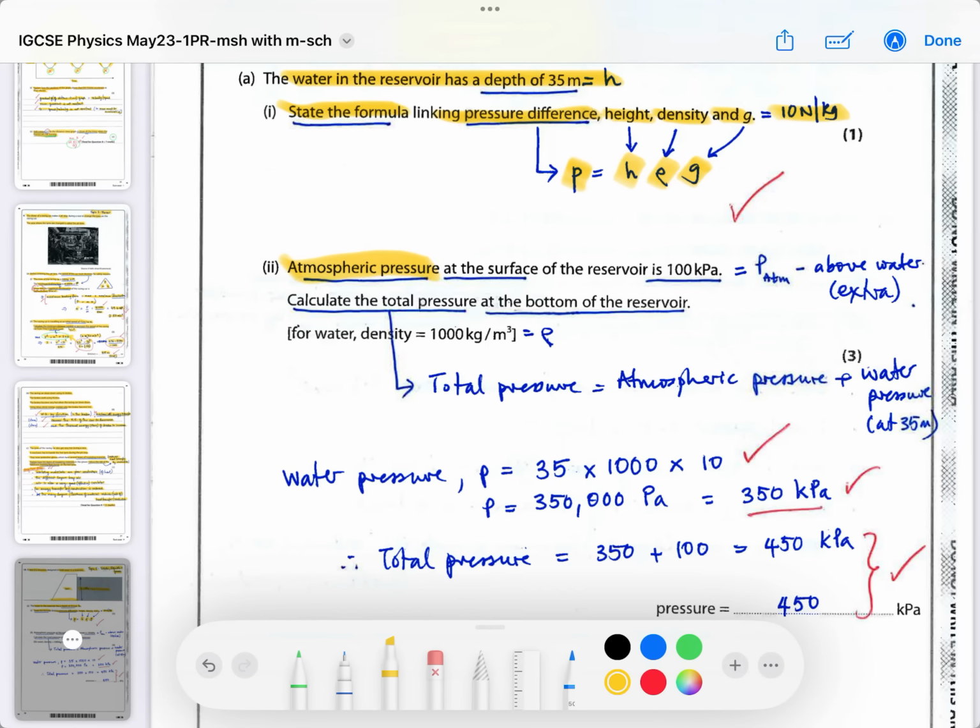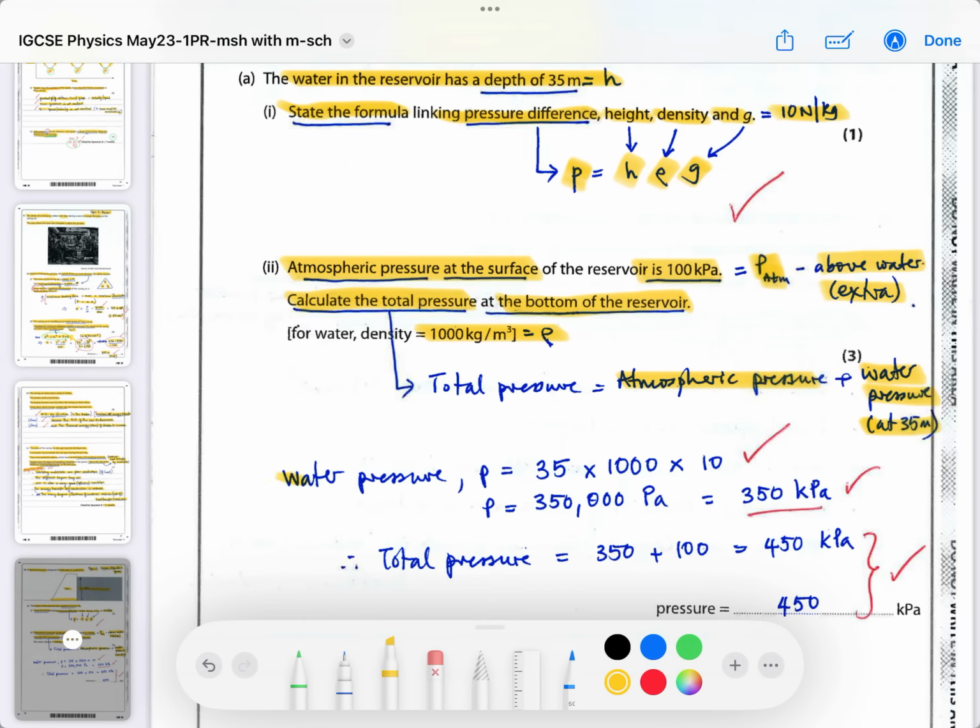Atmospheric pressure above the water, so at the surface of the water, is already 100 kilopascals, so that's due to the atmosphere, the air. So that is above the water, that's extra pressure that you've got to be aware of. Calculate the total pressure at the bottom of the reservoir. So the total pressure is the atmospheric pressure of the air above it, plus the water pressure at 35 meters of depth. You need to know the density of the water, which, for pure water, is 1,000 kilograms per meter cubed. So that's how you work out the total pressure.